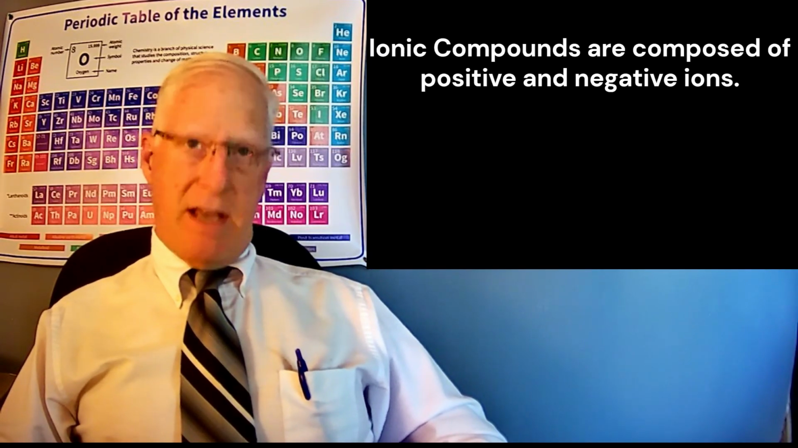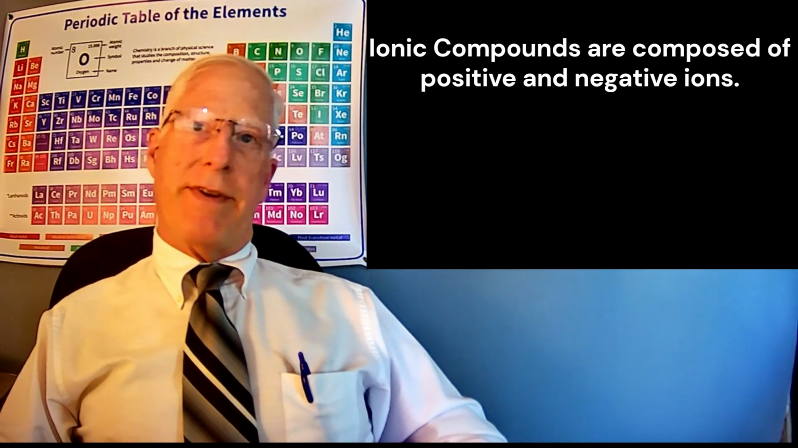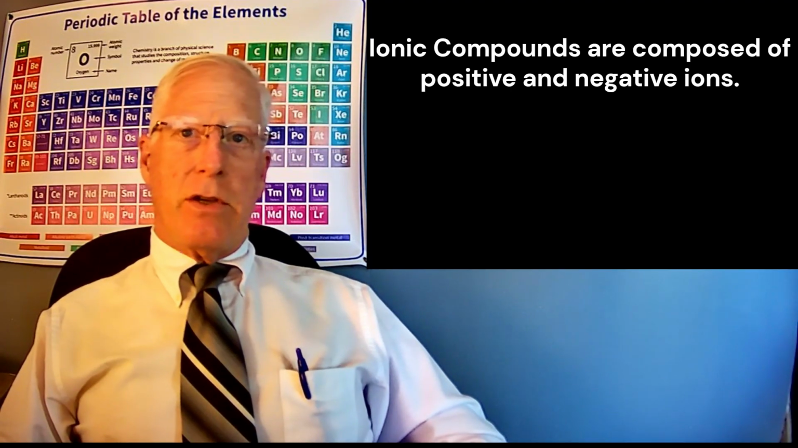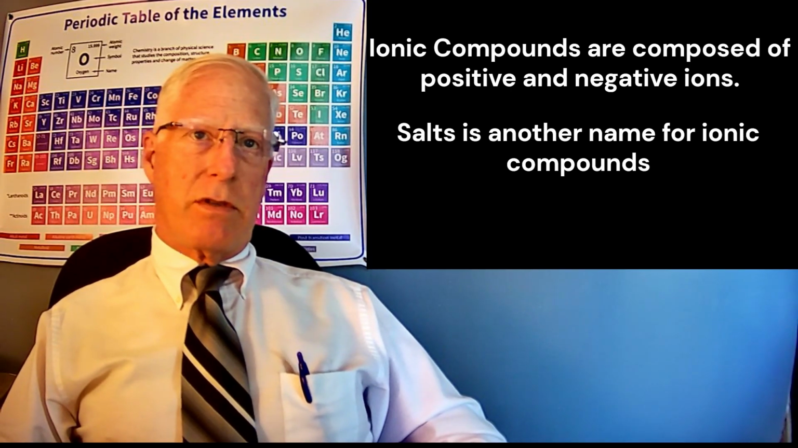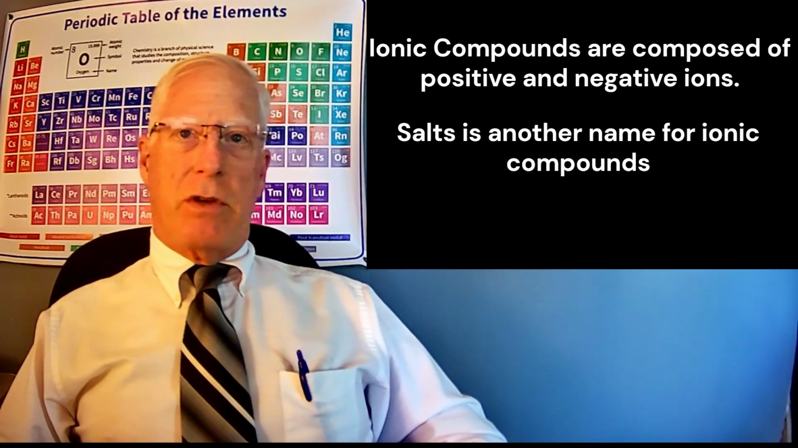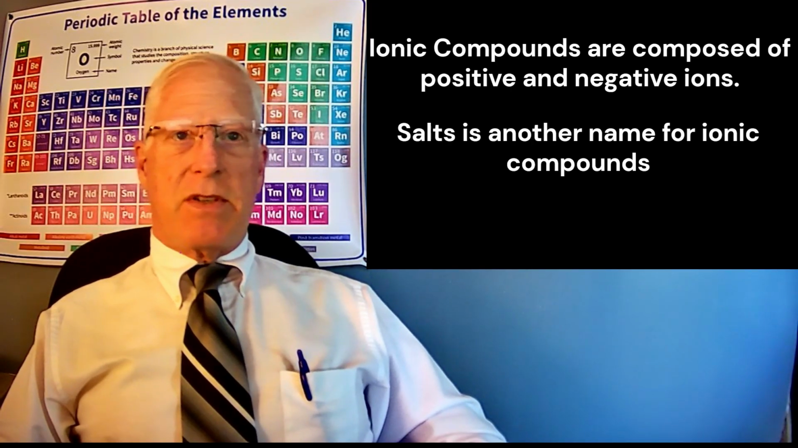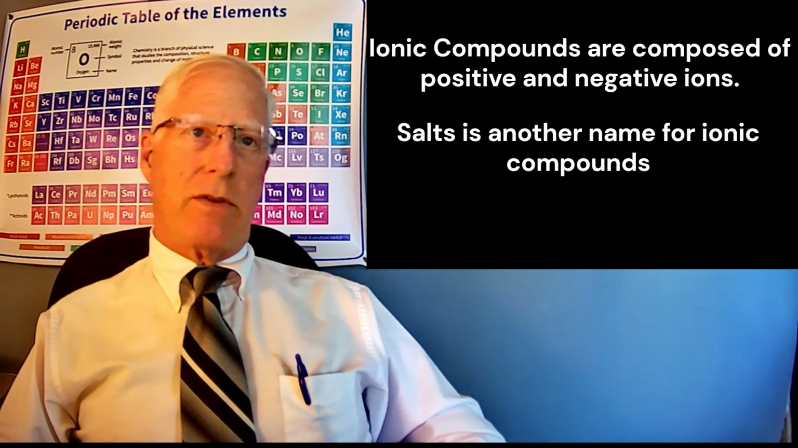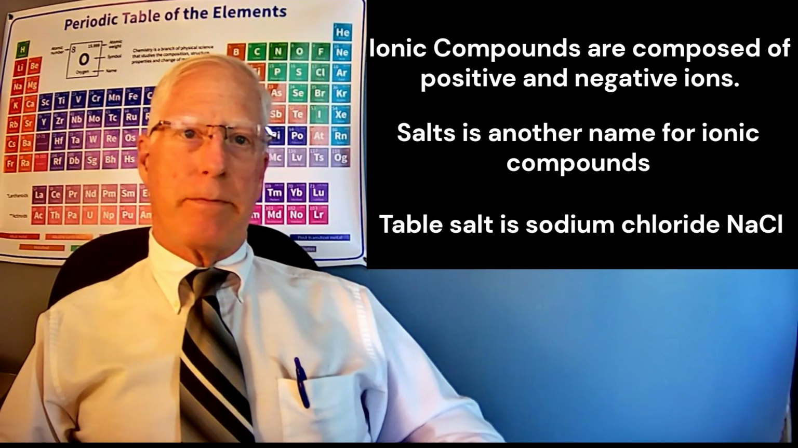Ionic compounds, as the name suggests, are composed of ions. They'll have a positive half and a negative half. You'll sometimes see them referred to as salts. Most people will think of sodium chloride when they hear this word, but this compound is just one of a myriad of substances that scientists call salts. Specifically, we call it NaCl, table salt.